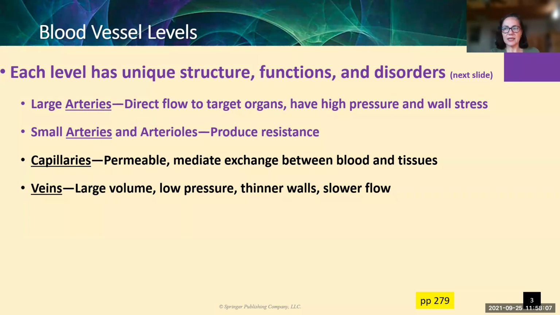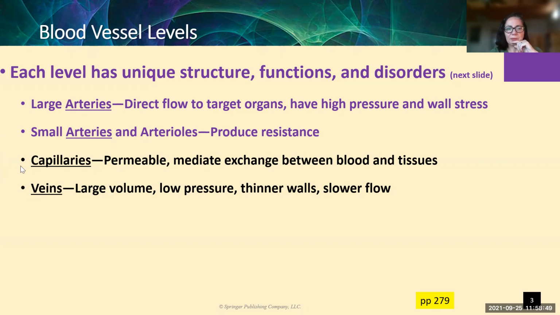What I mean by that is during a time of fight or flight, it's time to send a lot of blood to the skeletal muscles, not so much to the digestive system. This is the level at which some of this control is happening. They have the highest pressure in the systems, and they experience the highest stress on the walls. The small arteries and the arterioles, this is where most of the peripheral resistance comes from, and this is where a lot of the contracting of the smooth muscle happens that manages the blood pressure.